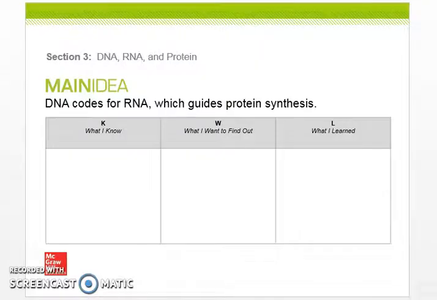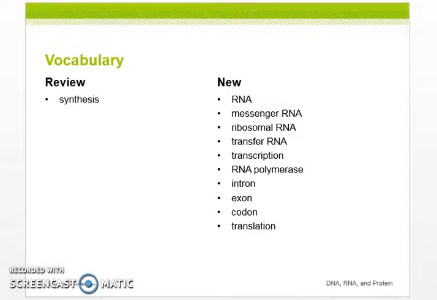Section 3's main idea for Chapter 12 is DNA codes for RNA, which guides protein synthesis, as you saw in the video. There's quite a few vocabulary words that you will need to not only know the definition of, but also be able to use.